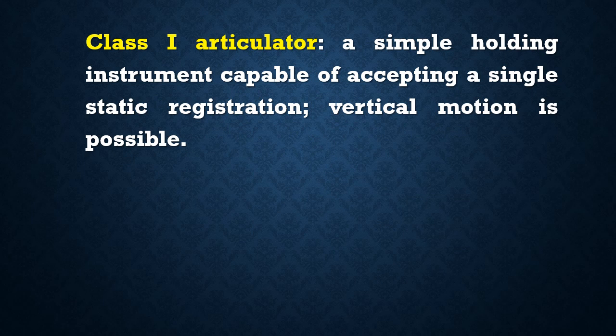Another classification, according to the Glossary of Prosthodontic Terms in 2017, classifies articulators into class 1, 2, 3, and 4. Class 1 is a simple holding instrument capable of accepting a single static registration. Vertical motion is possible. Really, it is a simple one. You can only open and close the members of the articulator, so it accepts only vertical movement, not eccentric movement. This is the class 1 articulator.